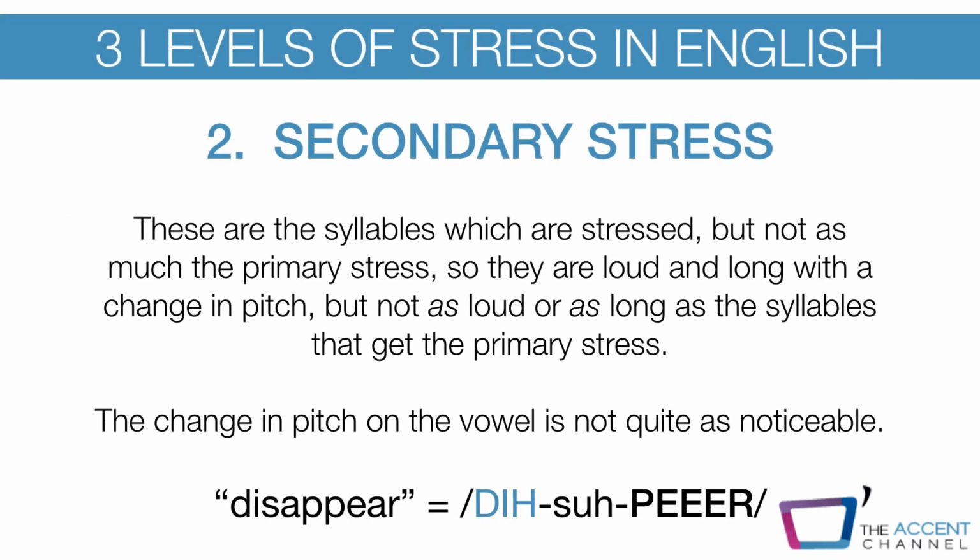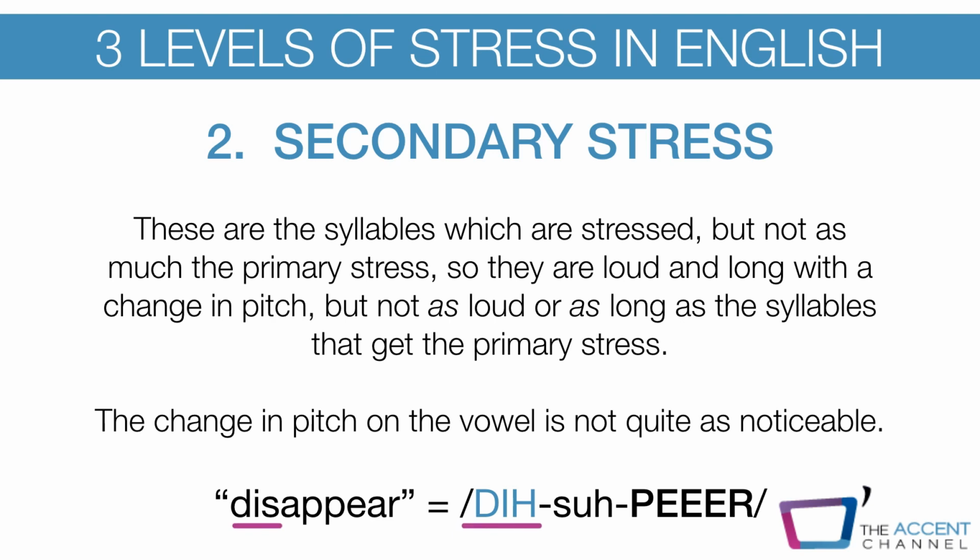The second level of stress is secondary stress. These are the syllables which are stressed, but not as much as the primary stress. So they are loud and long with a change in pitch, but not as loud or as long as the syllables that get the primary stress. And the change in pitch on the vowel is not quite as noticeable. An example of secondary stress would be the first syllable in this word, disappear.